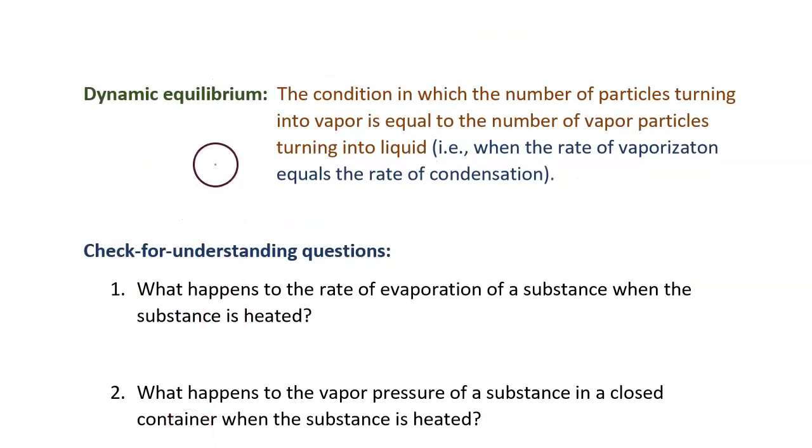Another vocabulary word is dynamic equilibrium. This is the condition in which the number of particles turning into vapor is equal to the number of vapor particles turning into a liquid. Another way to explain this is, it's when the rate of vaporization equals the rate of condensation. Vaporization is the process of liquid turning into gas. Condensation is the process of gas turning into liquid.